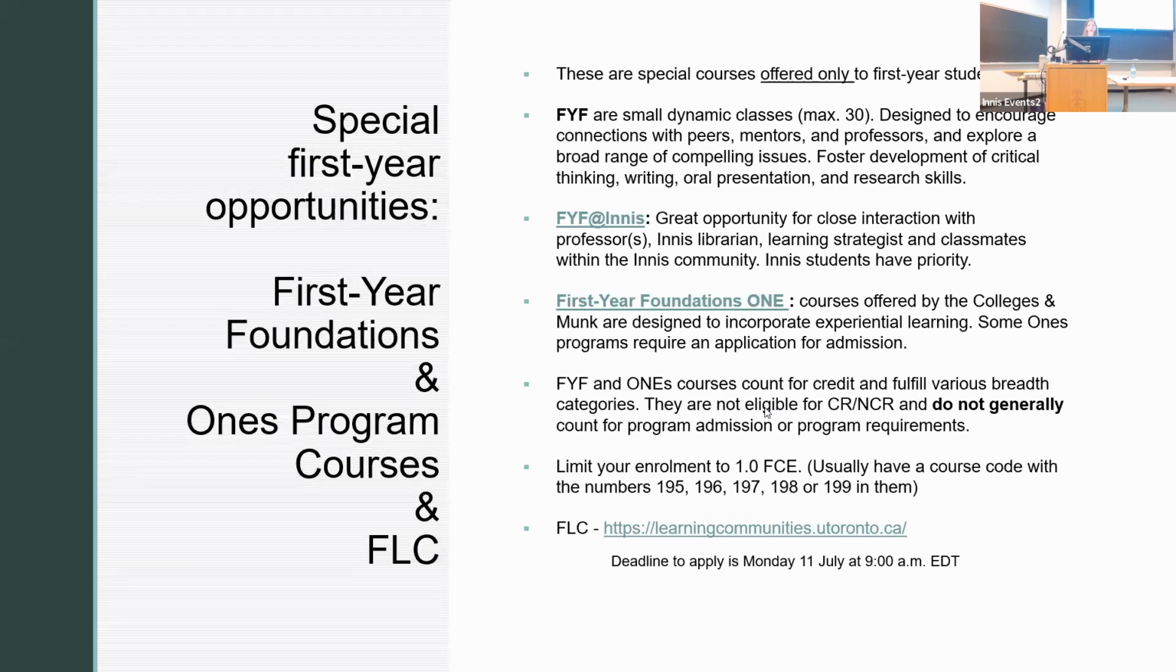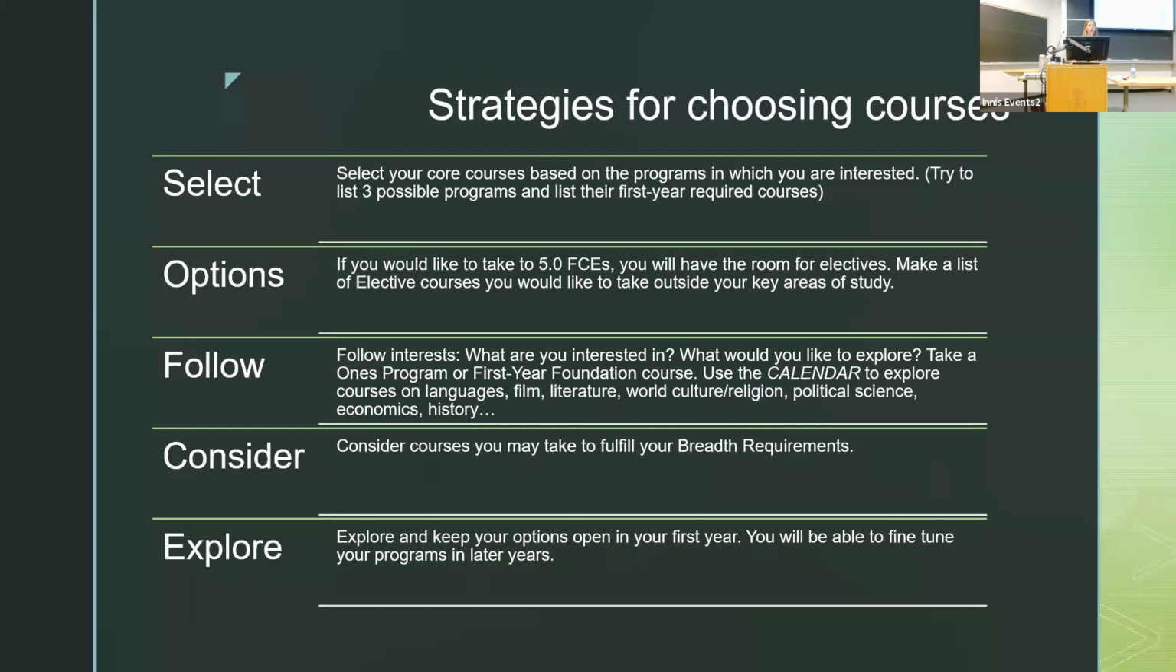Oh, excellent. Okay, good. Moving along. All right, so strategies for choosing courses, just as a refresher: select your core courses based on the programs in which you're interested. Find at least 3 programs you think you might like to pursue. Remember, for life sciences, this is easier because biology, chemistry and calculus are the standard 3-pack for most of the programs.